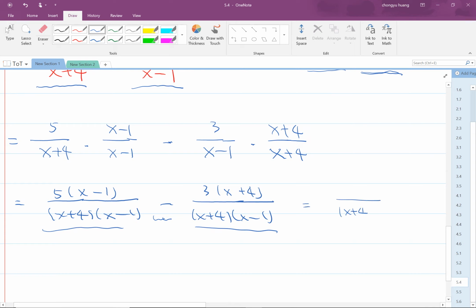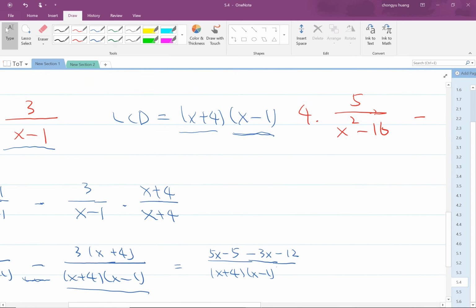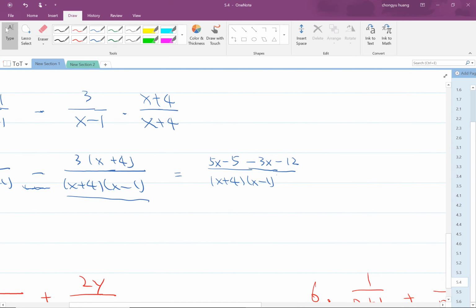Okay, so you write down the same for the denominator, and then on the numerator, you can actually simplify a little bit, right? Well, we have 5x minus 5, and then we have a negative over here. So we have a minus 3x, and then we have a minus 12, right? So as you can see, we can simplify a little bit more, right?